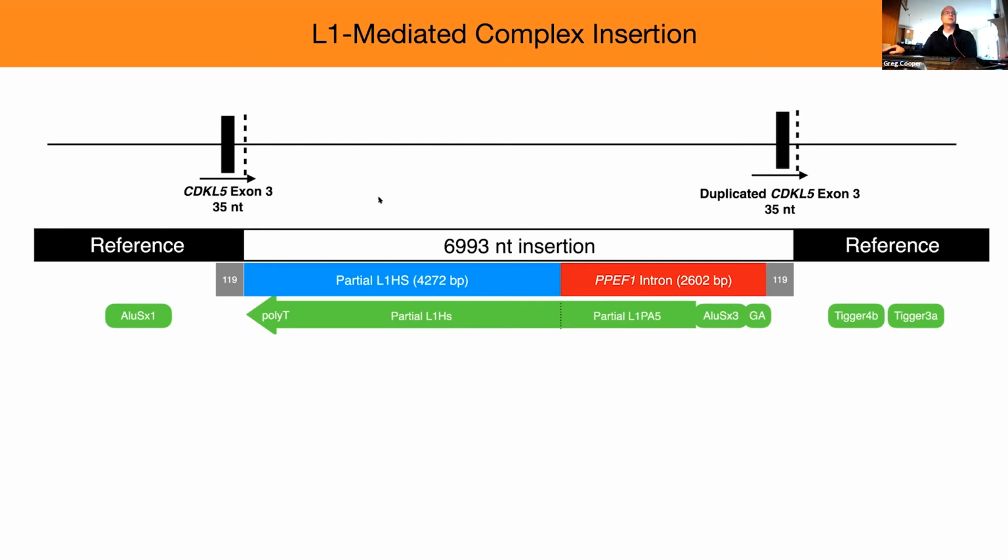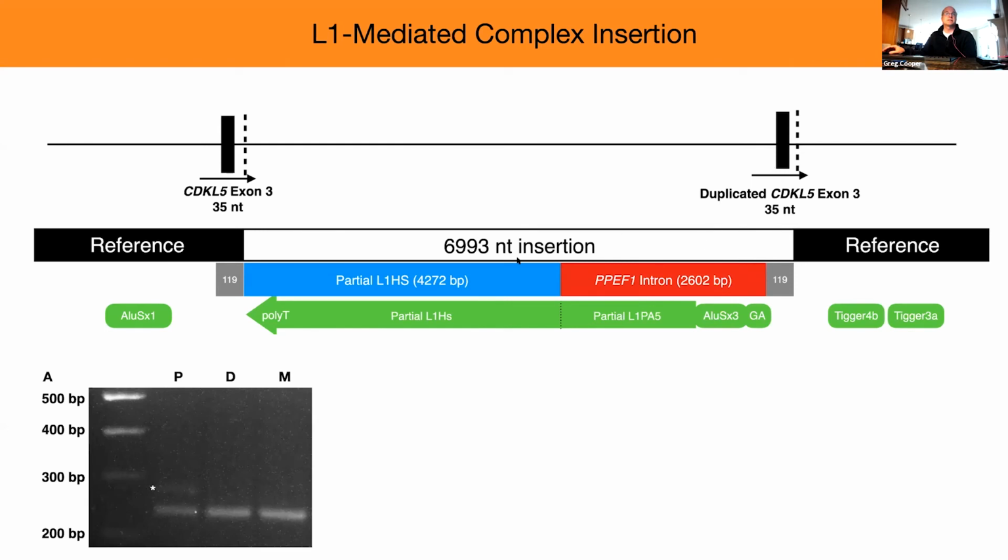The important part in terms of disease status is you notice that CDKL5 exon 3 is here. And the insertion event creates a duplication. So this is called a target site duplication, where a chunk of sequence near where the insertion inserts is duplicated. And in this case, it includes the entirety of exon 3.